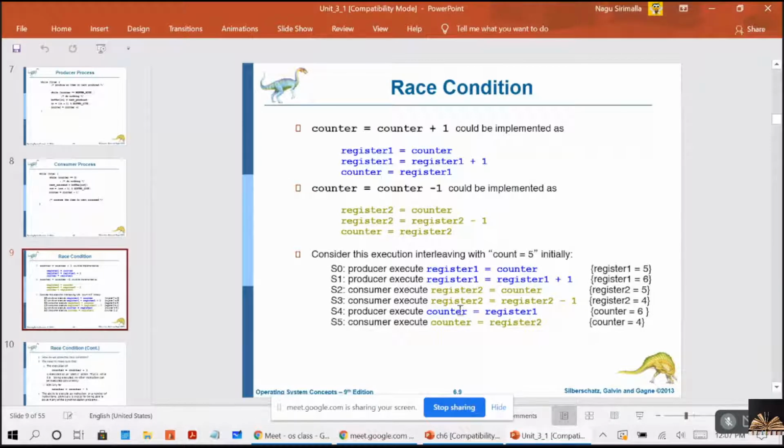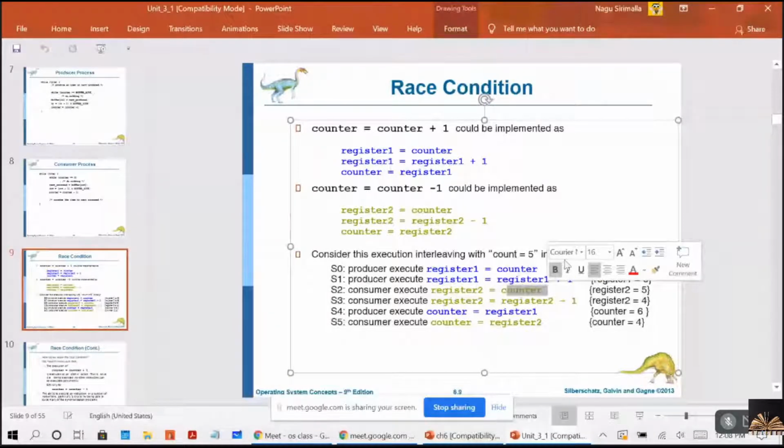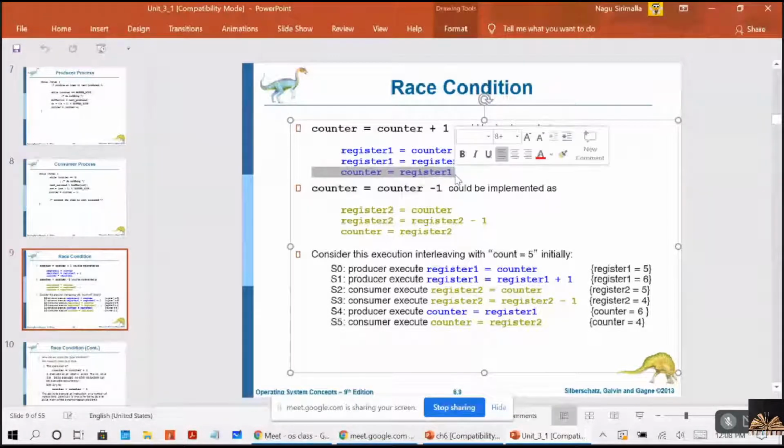But when the consumer is consuming, it was held in some other register, register 2. It is holding the counter variable, where the counter is equal to 5, because the other instruction, counter is equal to register 1, was not executed yet. That means the counter value is not updated here. When the consumer executes register 2 is equal to register 2 minus 1, register 2 is equal to 4, right?